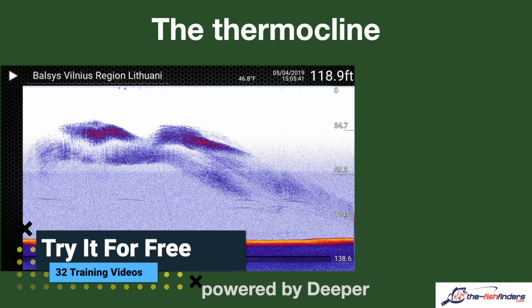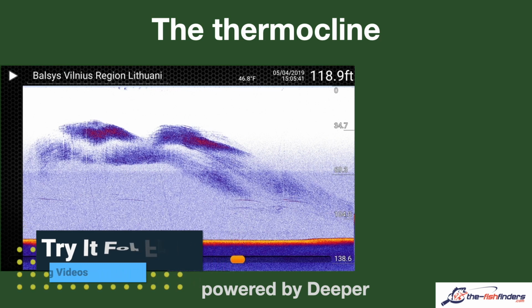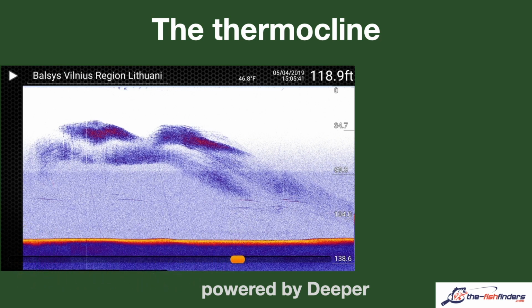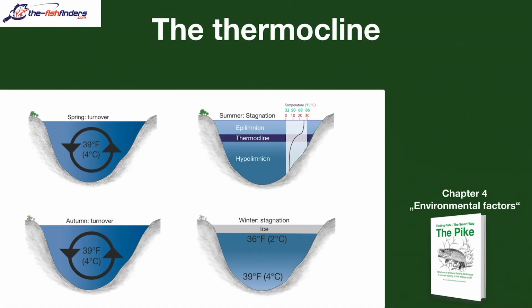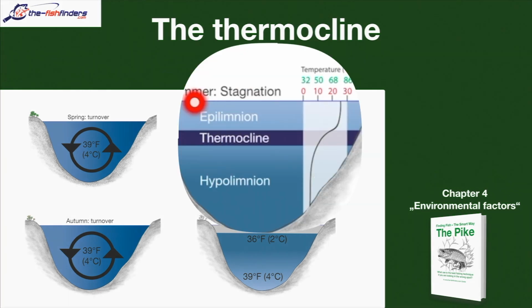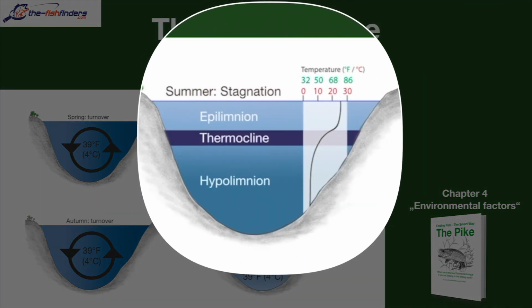In addition, the reason why we receive this echo here lies in the fact that the frequencies are more or less blocked within this layer, and because they cannot come through properly, the echo is created. This works with the Deeper Chirp Plus, but not always. As the spring comes to an end, the thermocline starts to form when the water towards the surface warms up faster than the deeper waters.